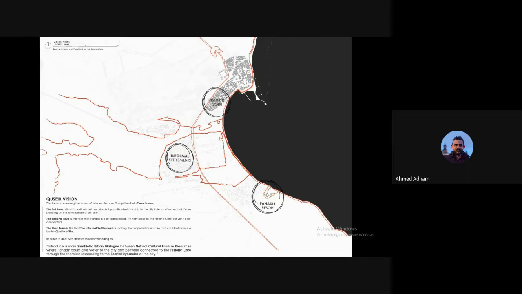But at the same time, Fanadir Resort is disconnected from the historic core. The third issue is that the informal settlements are lacking the proper infrastructure that could introduce a better quality of life in terms of water and a sustainable local economy.